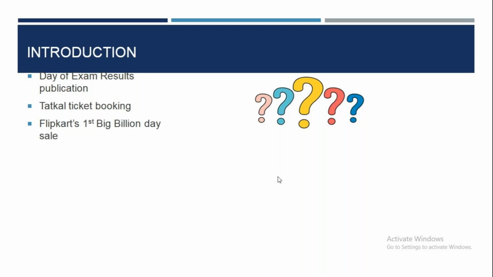And I have specifically called out Flipkart's first Big Billion Day sale because, as all of you would know, the servers went down. It was a humongous success for Flipkart as far as the number of users coming and accessing the application, but when it came to its performance, it was not able to cope up with the volume. So these events all point me to performance.